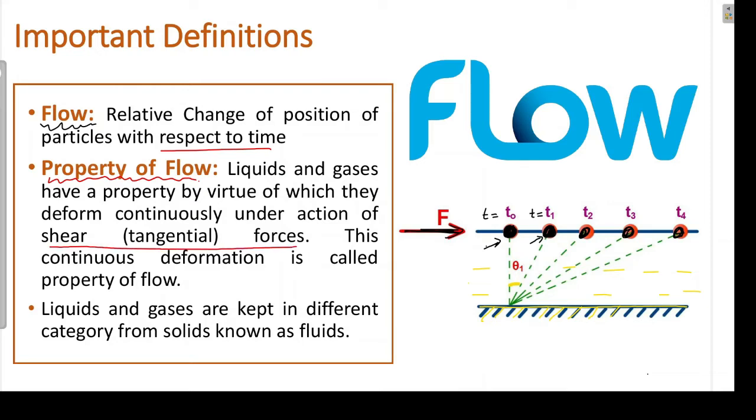So under the action of shear force or the tangential force, we are seeing that continuous deformation is taking place. Deformation means that the position of the particles is changing. This is the deformation that we are going to see on the application of the tangential force. And this continuous deformation is called the property of flow. But this thing is missing in solids.